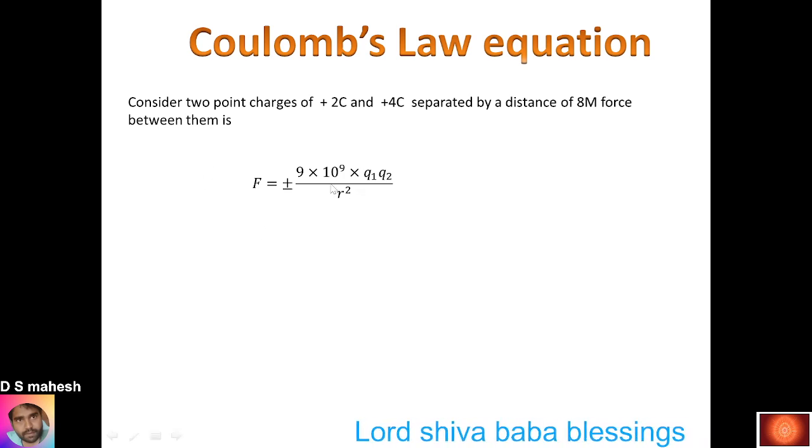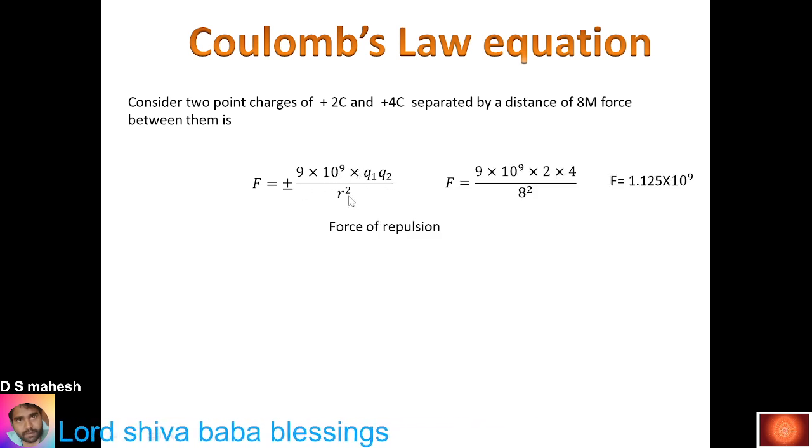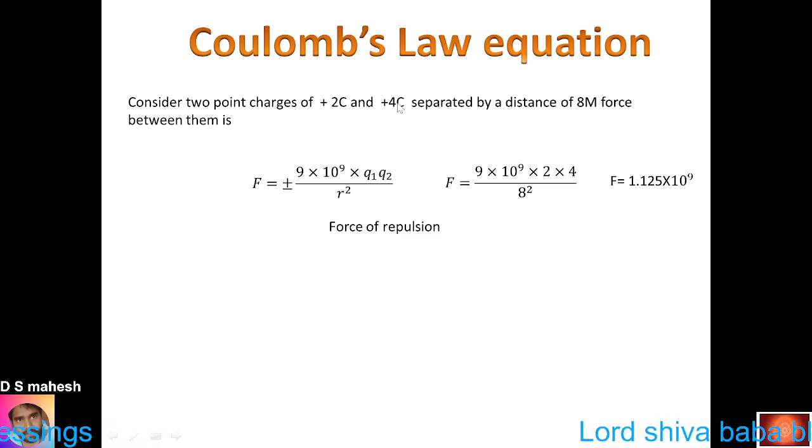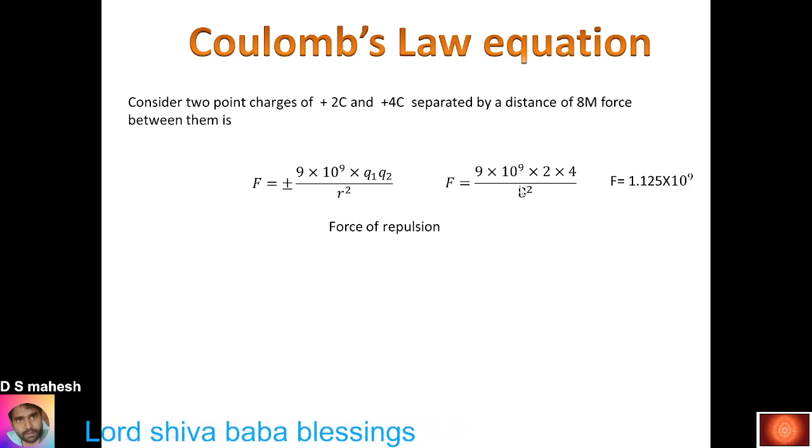With the help of the formula, we know that force is equal to plus or minus 9 into 10 to the power of 9 into Q1 into Q2 divided by R square. So 9 into 10 to the power of 9 into 2, this is charge Q1, and charge Q2 is 4, divided by distance 8 meters, 8 square. So we'll be getting the value of 1.125 into 10 to the power of 9. So the result is positive. It indicates that there is a force of repulsion.